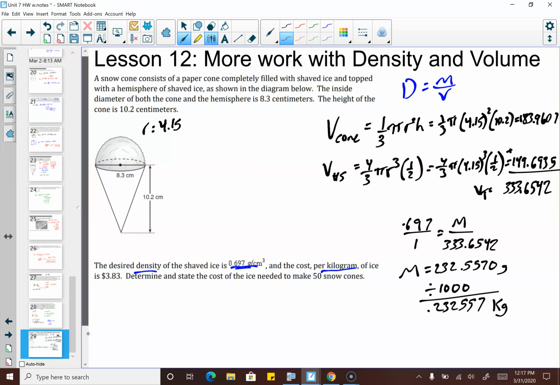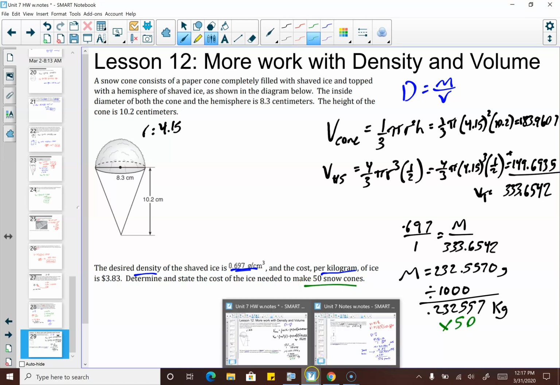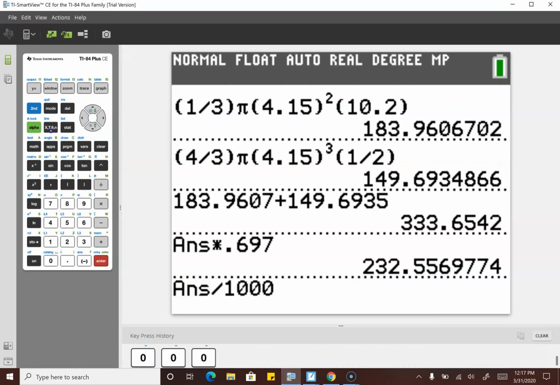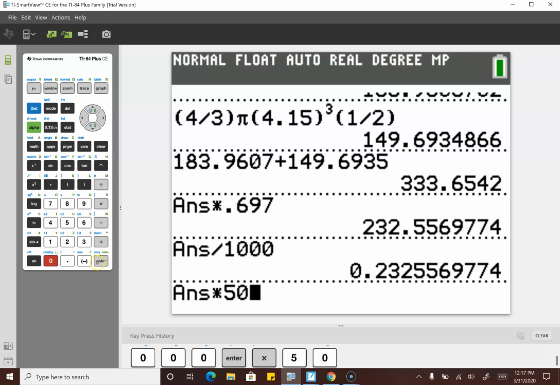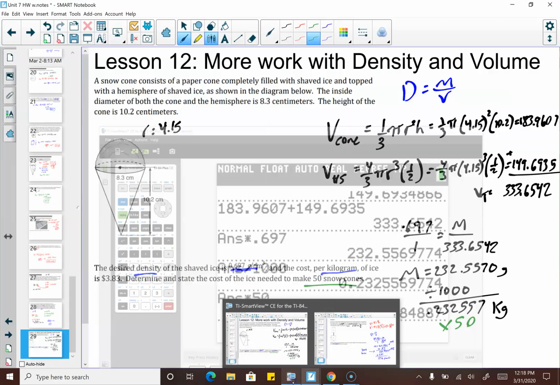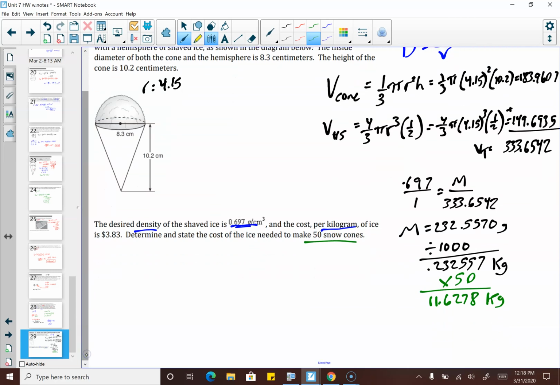So now let's find our weight of 50 cones. If we multiply that number by 50, I'm going to quickly divide this by 1,000 in my calculator, and then multiply it by 50, I get 11.6278. So that gives me 11.6278 kilograms as my weight for 50 cones.